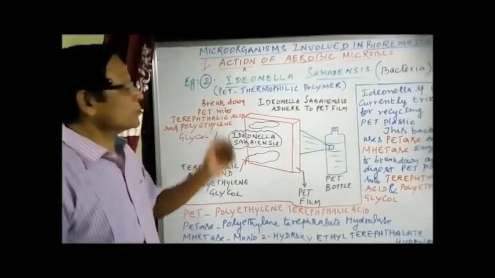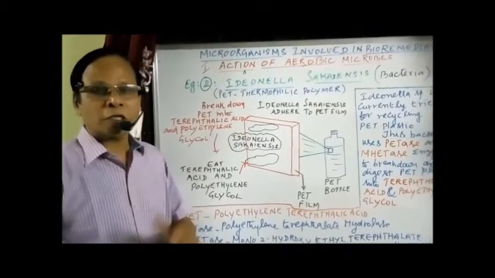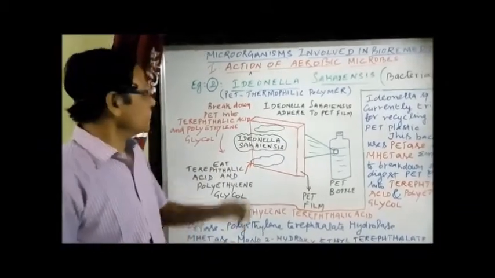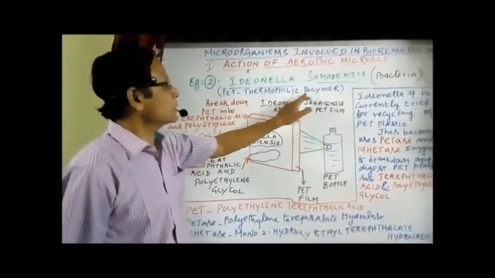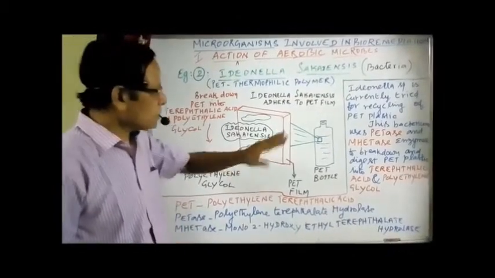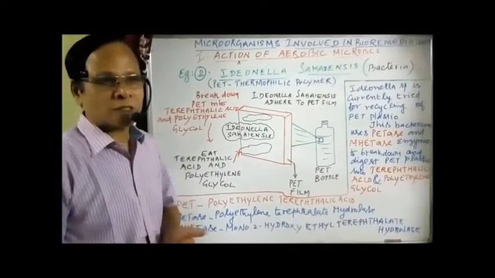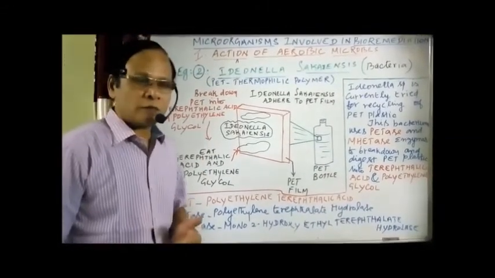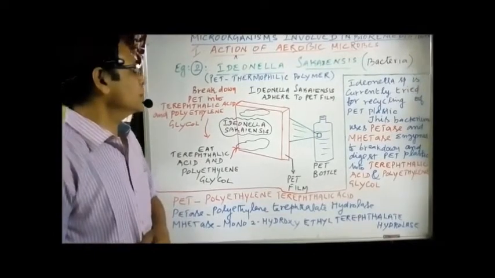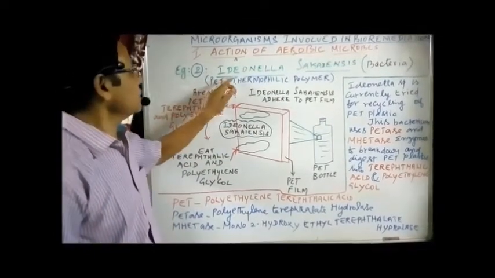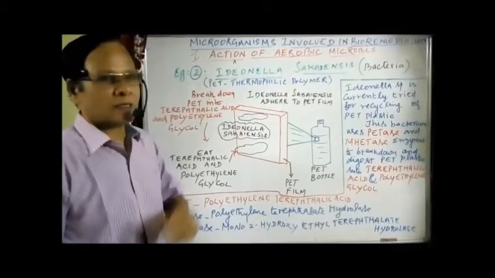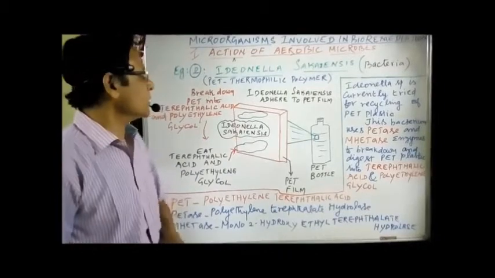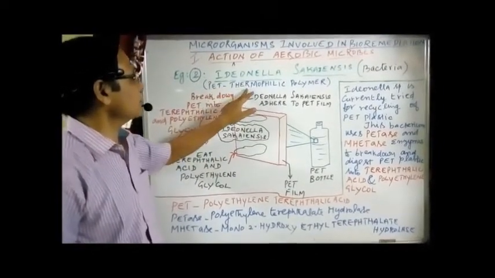Now the second aerobic bacterium is involved in the degradation of PET plastic. Now you know PET bottles. PET bottles are nothing but thermoplastic polymer resin. On the surface of which certain bacteria grow to get their carbon source, and in that way they remove pollutants. One such bacterium is Ideonella sakaiensis. It grows on the surface of PET bottles. As I mentioned, the PET bottle is a thermoplastic polymer.